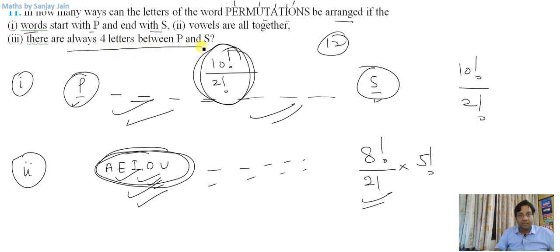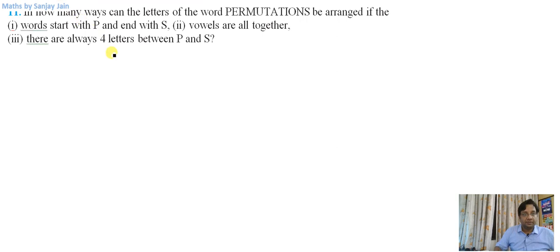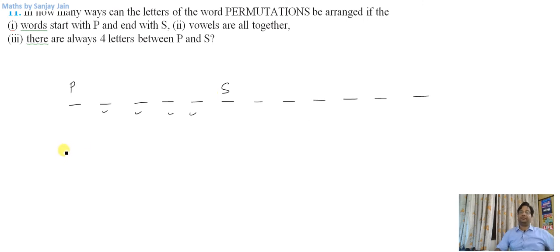There are always 4 letters between P and S. So let me clear this space. 4 letters between P and S. So these are 12 positions to be filled. 1, 2, 3, 4, 5, 6, 7, 8, 9, 10, 11, 12. Now consider this. If I place P here, then there will be 4 letters, 1, 2, 3, 4 between P and S. And the rest of the 10 letters can be arranged in 10 factorial by 2 factorial, as 2 T's are there. These are the number of arrangements. The rest of the 10 letters can be arranged.